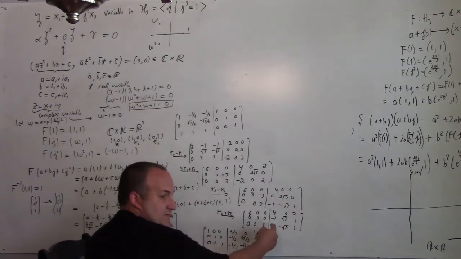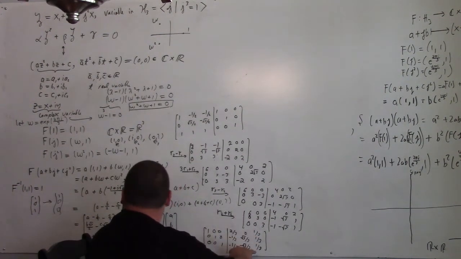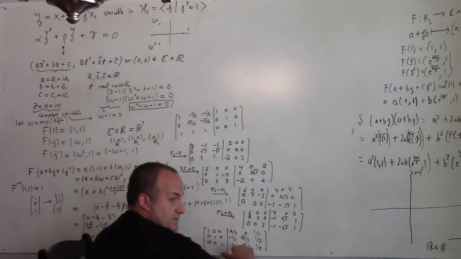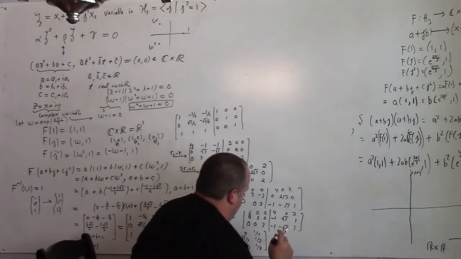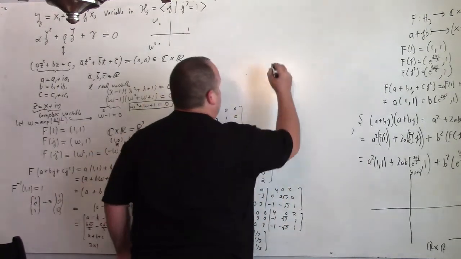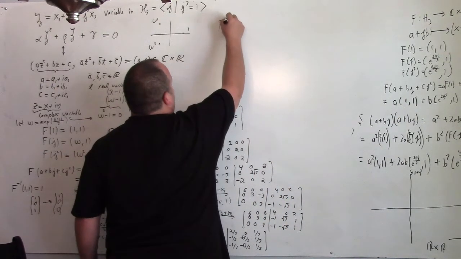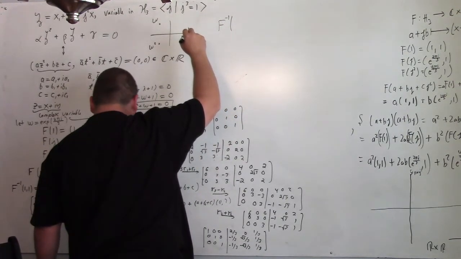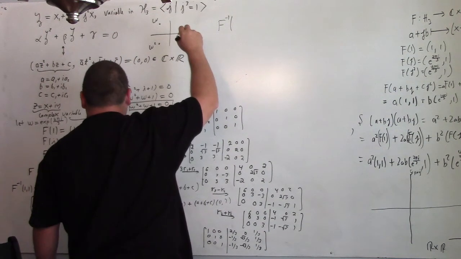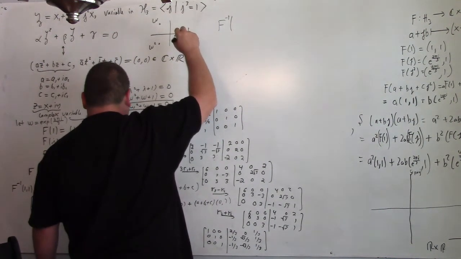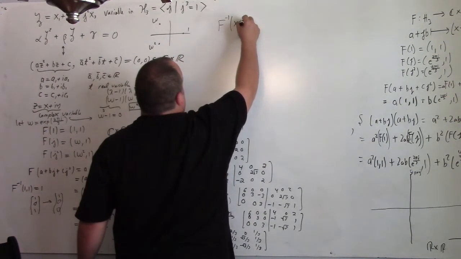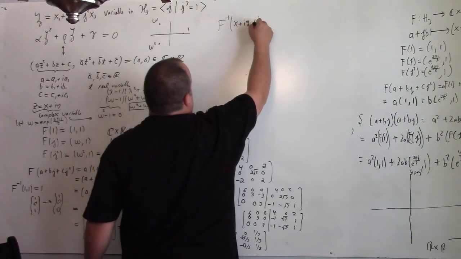So if we try multiplying this by 1, 0, 1, notice what we get. We get 2/3 plus 1/3, which is 1, and 0. Yeah, checks. So anyway, after some suffering, what was it? F inverse of x plus iy, comma t, right?